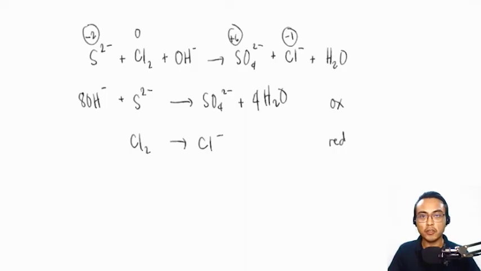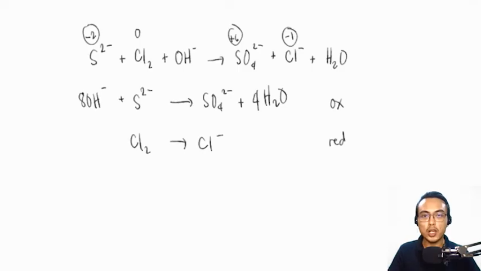Now, let us check if this is still balanced in terms of mass. Oxygen, we have 8 on the reactant. On the product side, we have 4 plus 4 equals 8. Hydrogen, we have 8 on the reactant side. We also have 8 on the product side. And sulfur still remains as 1:1. So this reaction is still balanced in terms of mass, but now it is balanced as a basic media because instead of the H+ or the hydronium ion, we have the OH- or the hydroxide ion.